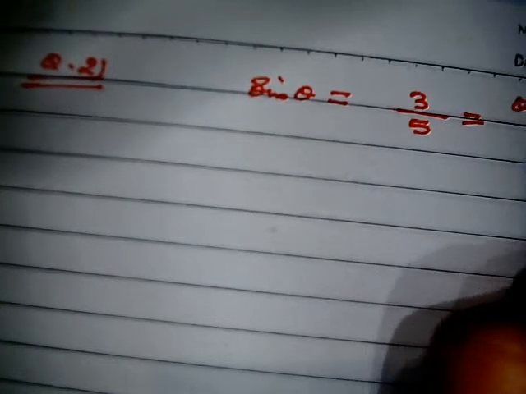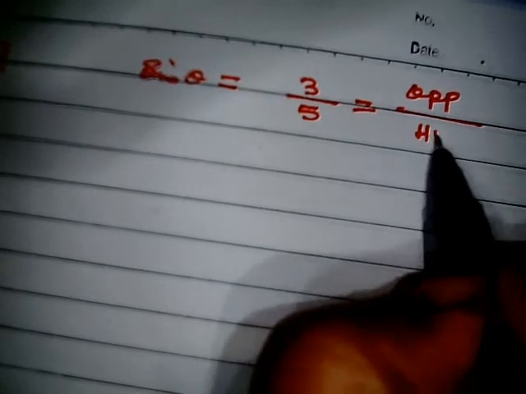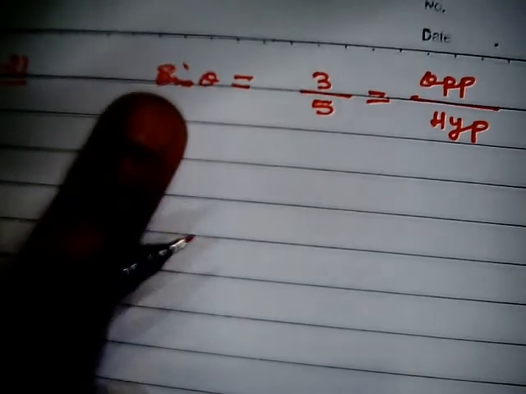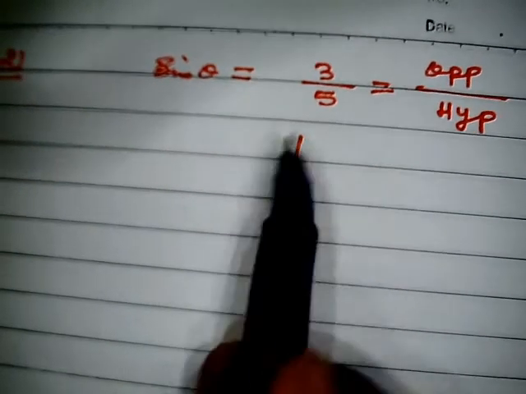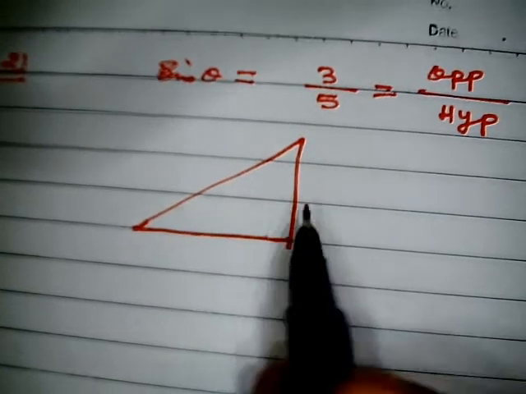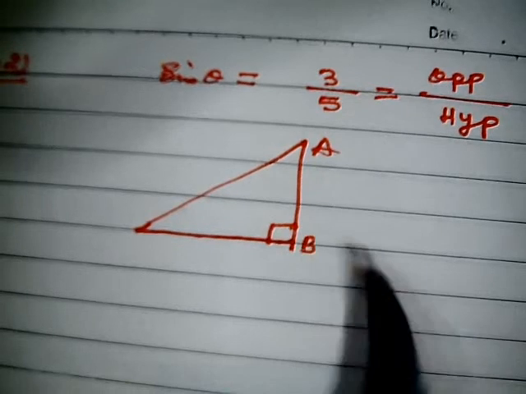Sine theta equals, what we know, opposite upon hypotenuse. Correct. Sine theta is 3 over 5, and sine theta is opposite upon hypotenuse. Because we know all 6 trigonometric functions are defined in a right angle triangle, I have taken a right angle triangle and named it ABC.